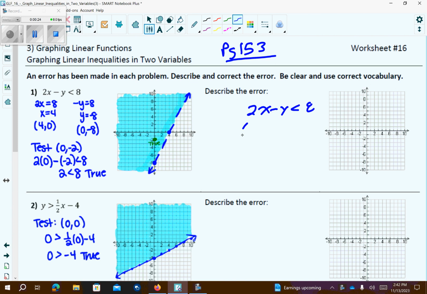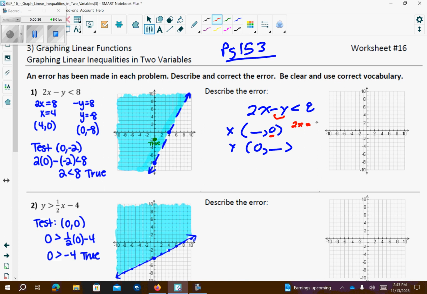So I'm going to go for the x and the y, blank comma 0, 0 comma blank, fill it in. So this is a y value, so we're going to cover that up. So 2x equals 8. Divide each side by 2, so that's 4. So I get 4 comma 0. We agree so far.